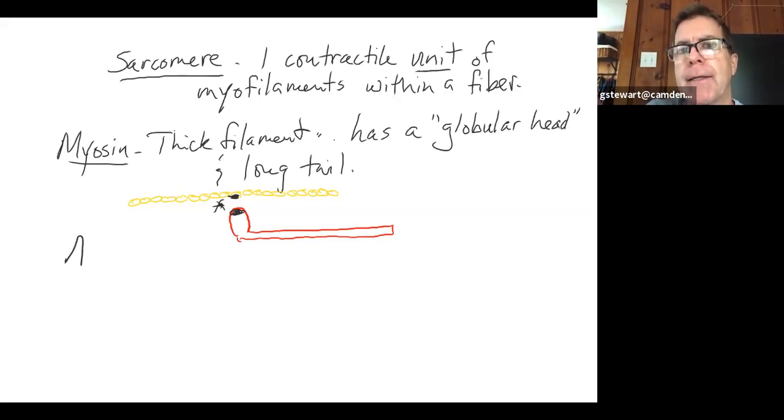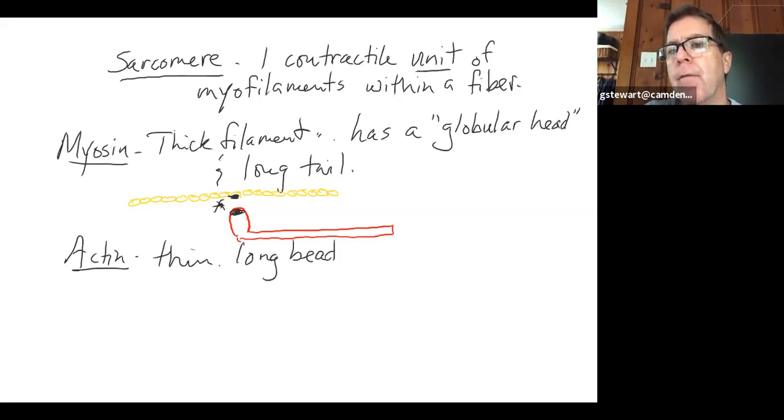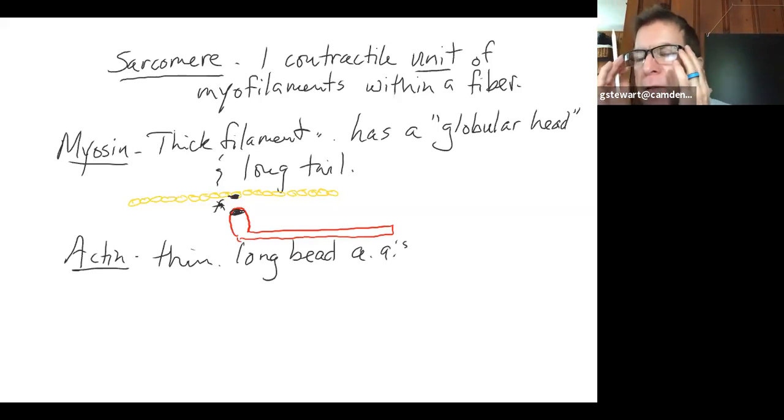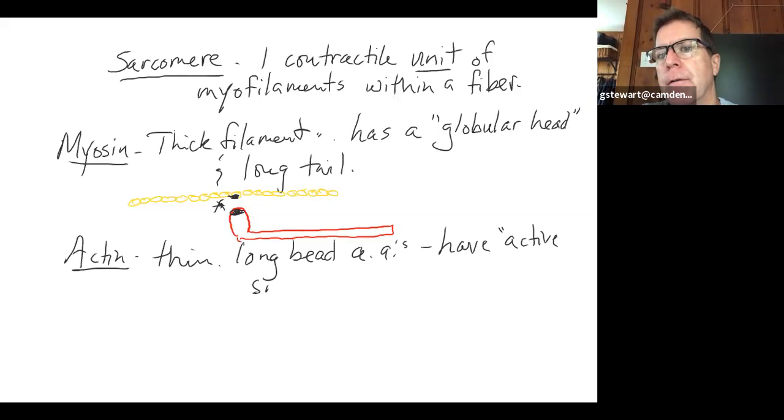So I will say actin, we know that it's the thin filament. It's a long bead of amino acids. So it's a polypeptide chain. They call it a globular chain. That's where it gets its bead-like or necklace-like arrangement or description. And these have active sites for myosin, the thick filament, to bind to.